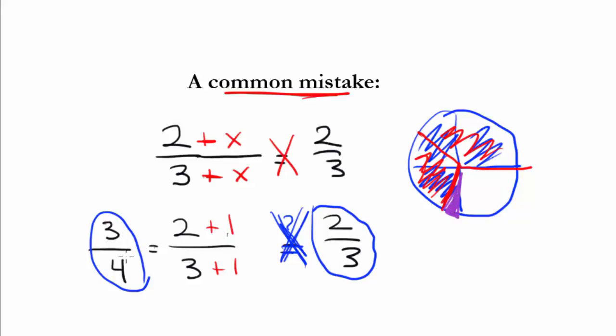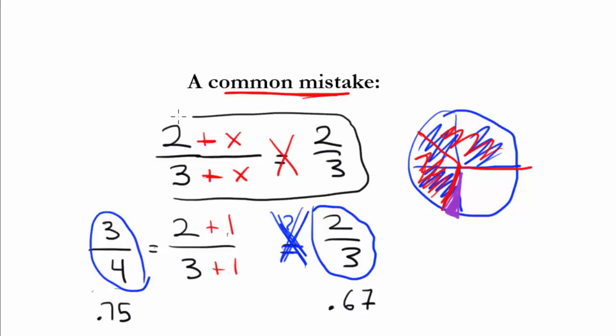Or you can plug them in the calculator. 3/4, you're going to get 0.75. 2/3, you're going to get 0.666, something like 0.67. So this is clearly a larger number. So since it doesn't work with this one particular example, it means that in general, this is not how proportions work. They don't work additively.